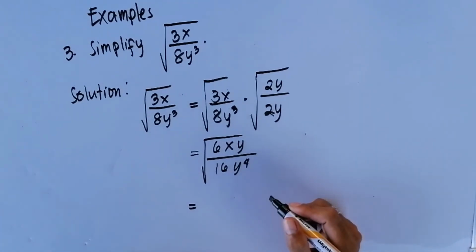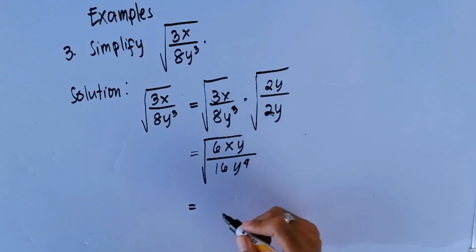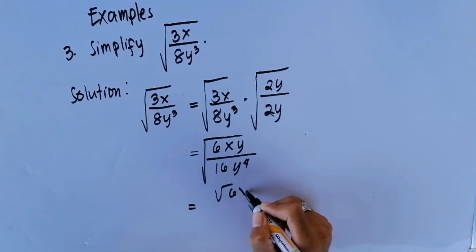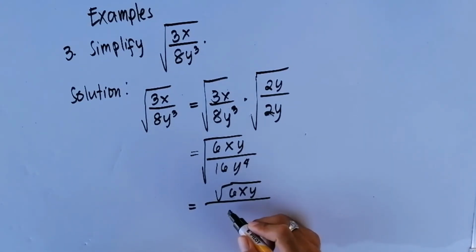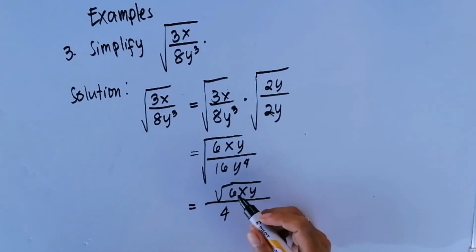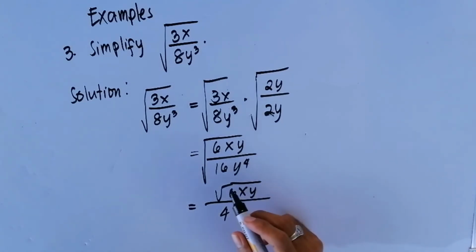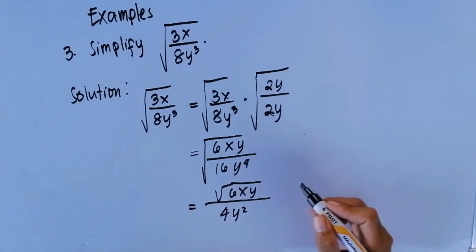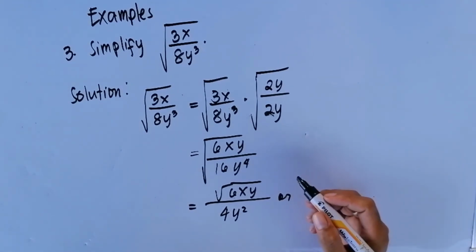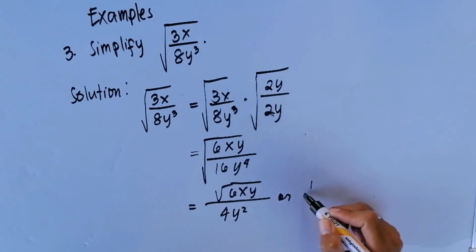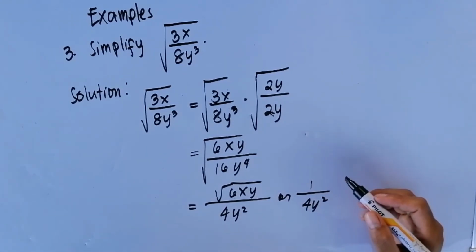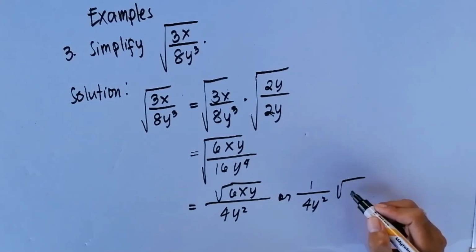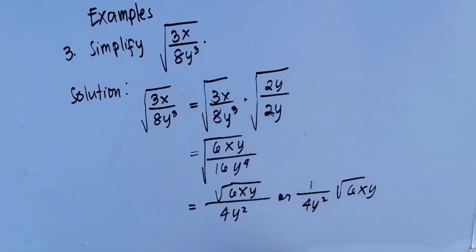Okay, equals, that is the square root of 6xy over the square root of 16, that is 4. Then the square root of y raised to 4 is y squared, or that is 1 over 4y squared times the square root of 6xy.